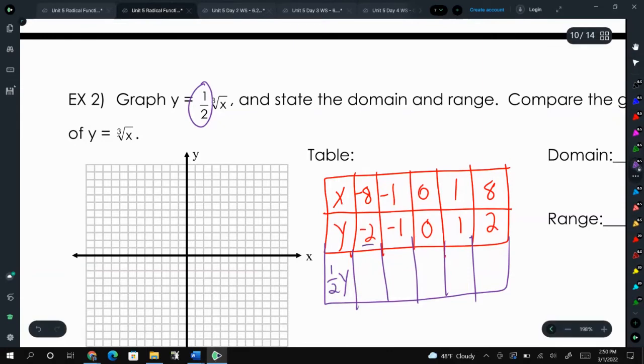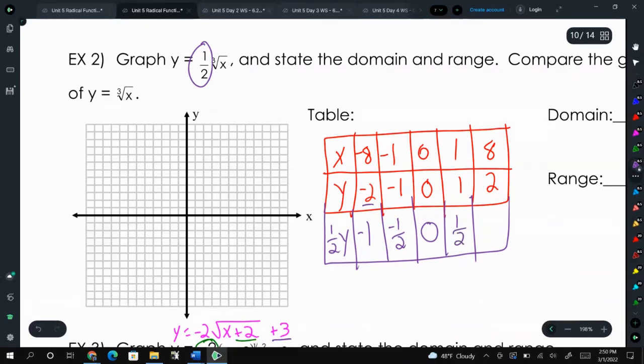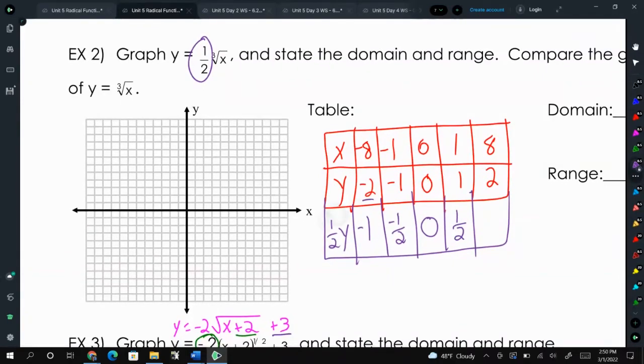So -2 times 1/2 is -1. -1 times 1/2 is -1/2. 0 times anything is 0. 1 times 1/2 is 1/2. And 2 times 1/2 is 1. So we will plot -8, -1. -1, -1/2, 0, 0, 1, 1/2, and 8, 1.